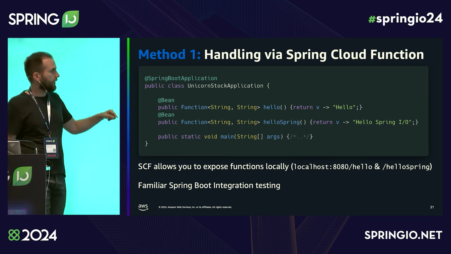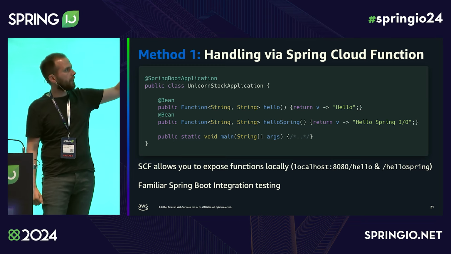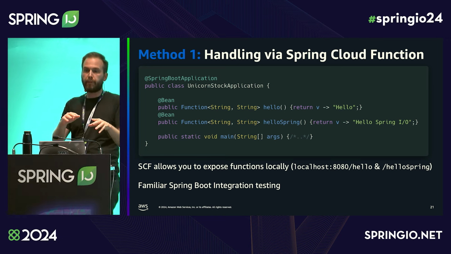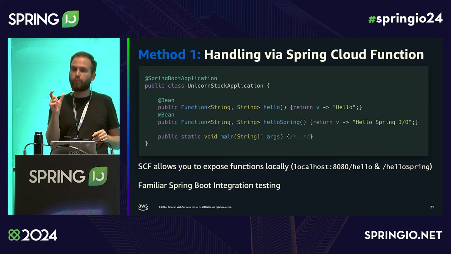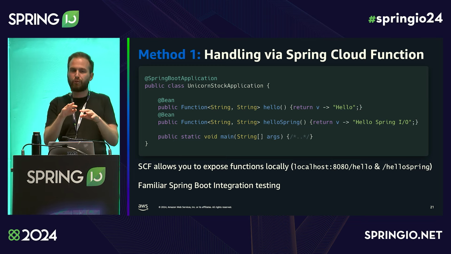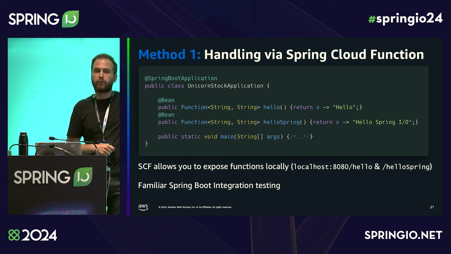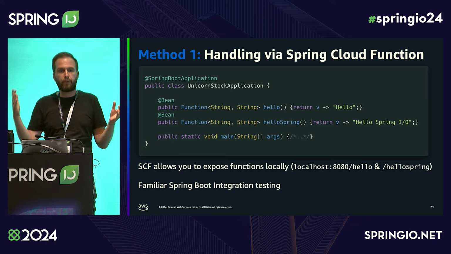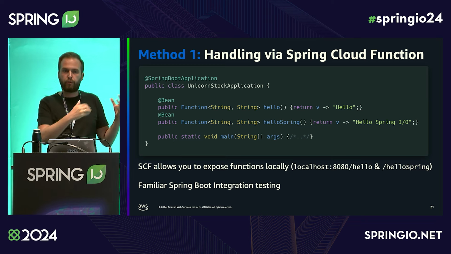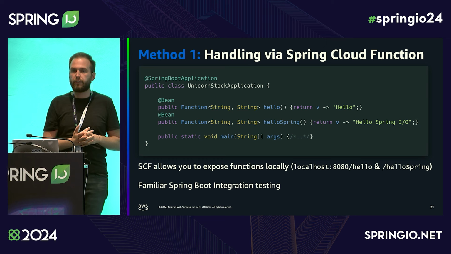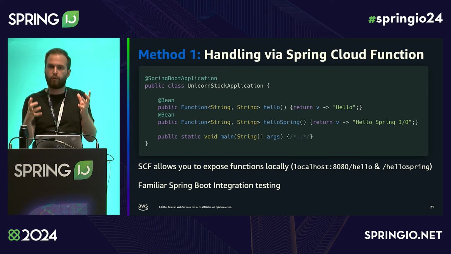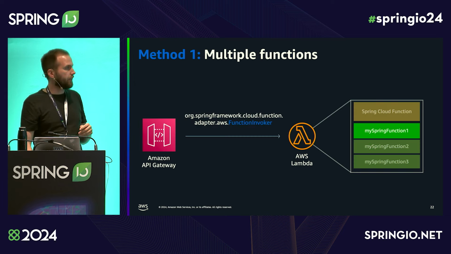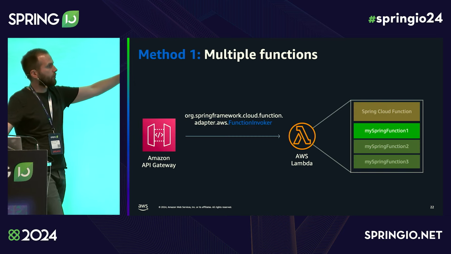We will see an example in the next slide, but the cool thing is that the Spring Cloud Function environment also allows you to expose that function locally. You can do Maven spring-boot:run, bring up the application, and it exposes the functions via an HTTP endpoint. You could do curl localhost hello or hello Spring and test it locally as you're used to. You can even leverage the Spring integration testing libraries to test those endpoints. This is pretty convenient and allows you to keep your local environment as you are used to it.